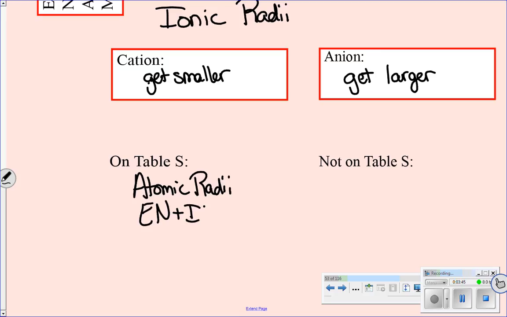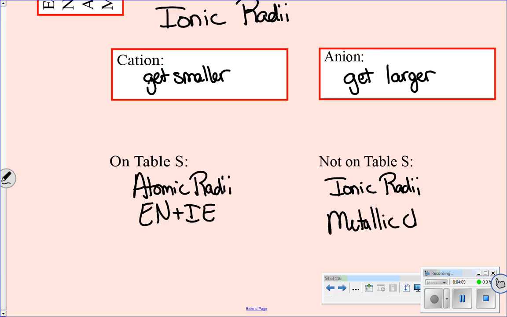Again, table S, you can do atomic radii, electronegativity, and ionization energy. Those are the big trends that we talked about that are on table S. And then nuclear charge is the periodic table, so that can be helpful as well. Not on table S is going to be ionic radii. So you need to know who gets smaller, who gets bigger, and also metallic character you need to be familiar with. Remember, metallic character relates to how well something holds on to electrons. If an atom holds on to electrons really well, it has low metallic character. If it does not hold on to electrons well, it has high metallic character.